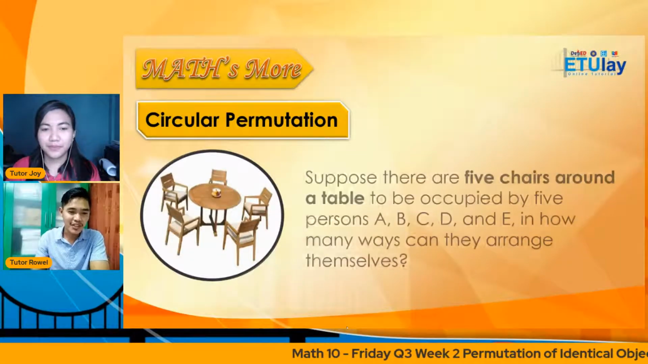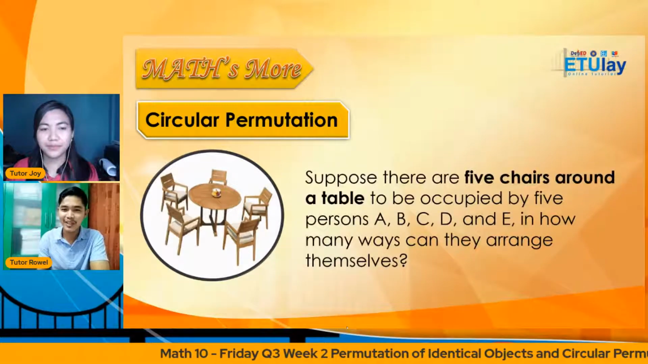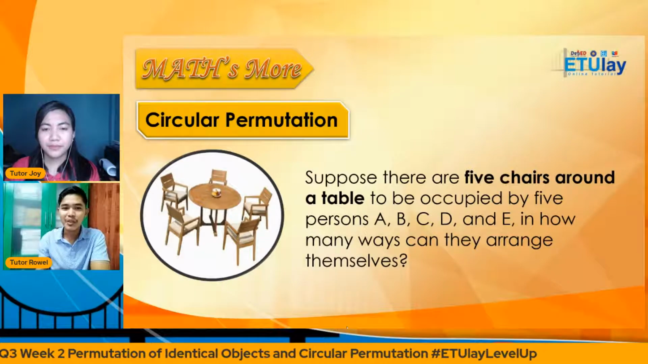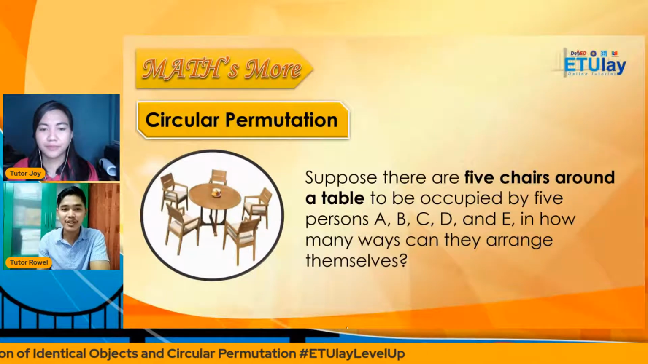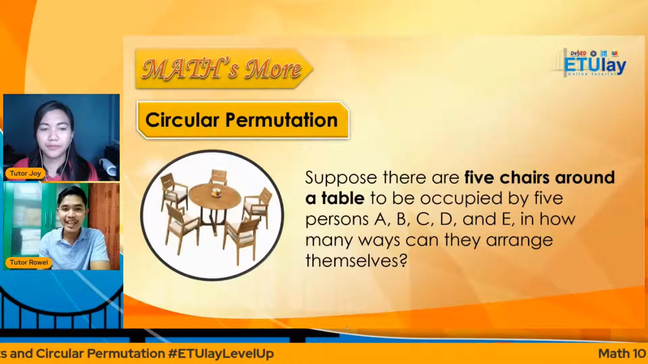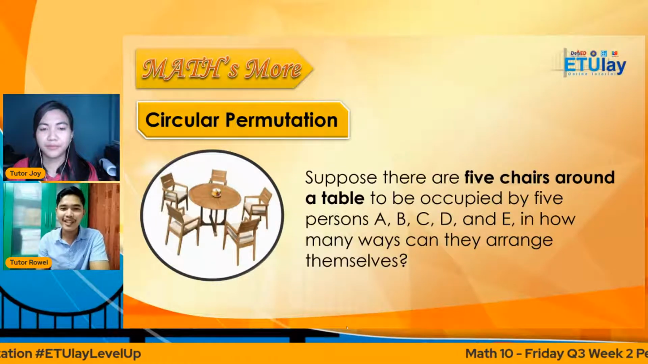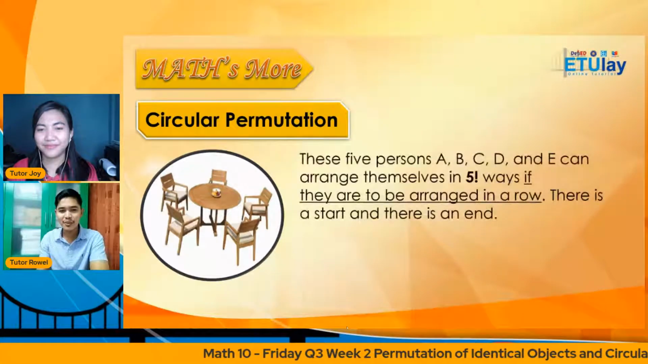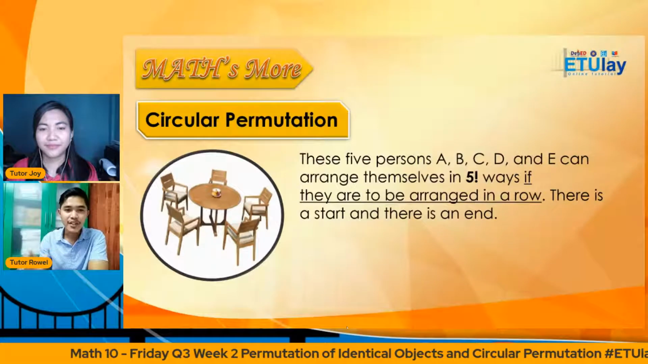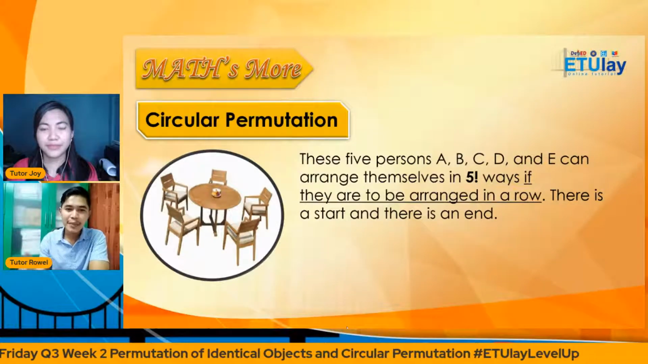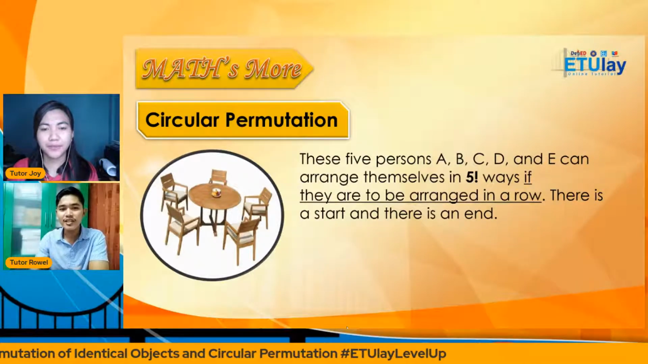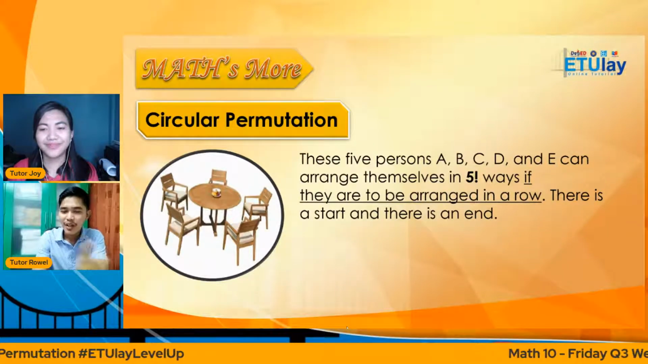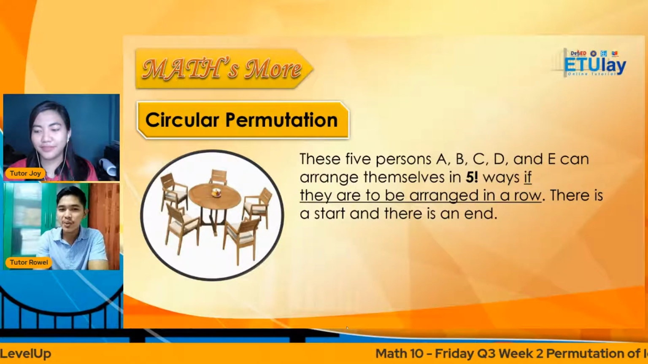So, yan example ng circular permutation in a round table. Suppose there are 5 chairs around a table to be occupied by 5 persons. We have A, B, C, D, and E. Now, in how many ways can they arrange themselves? So, paano kaya yan isosolve? Athletes, remember, these 5 persons can arrange themselves in 5 factorial ways. Tama naman. Ano yun? 5 times 4 times 3 times 2 times 1 ways.